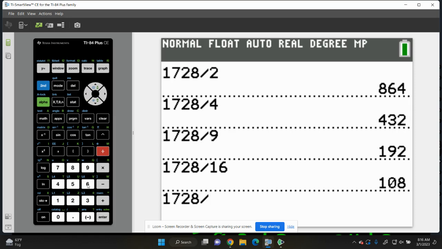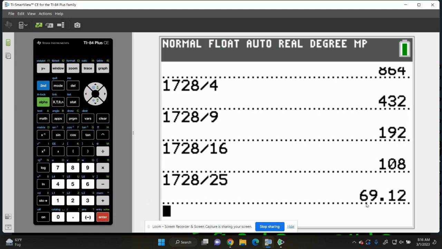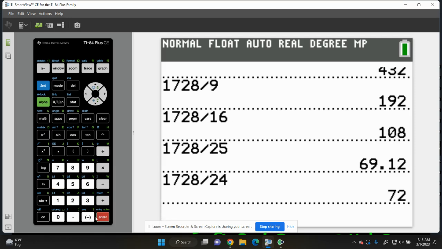Okay, let's try 25. 25 is not going to work. And the reason I know it doesn't work is because I just got a decimal point. So I know that 25 did not work. I'm just going to keep going. If I divide it by 24, well, that's nice, right? I get 24, so I could do 24 times 72 and then break that down.